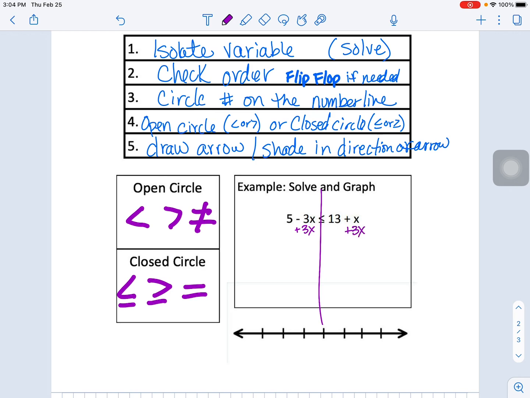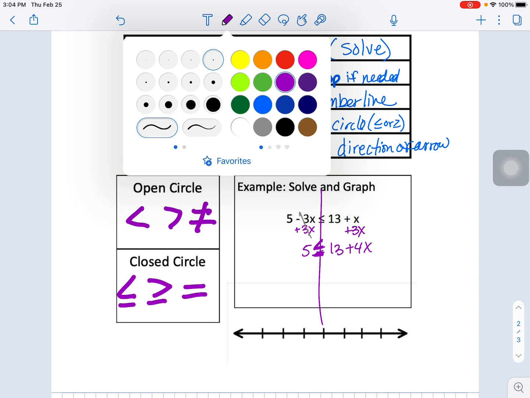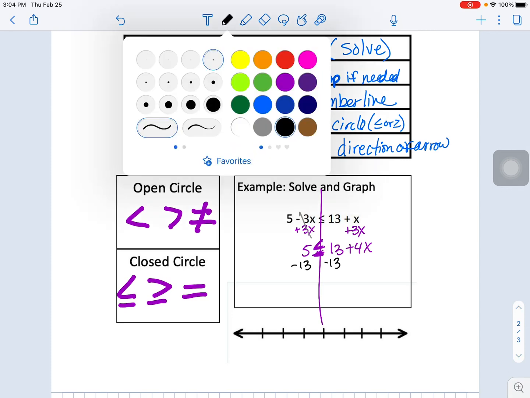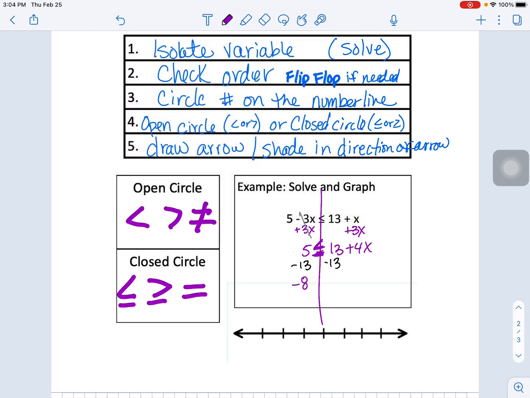And when I do that, my 3x's become 0, and that leaves me with 5. And see how I wrote equals? It's not really equals, it's a less than or equal to, right? I'm following the same steps as equations, but this one has an inequality symbol. 5 is less than or equal to 13 plus 4x. So now I have the x's on the right-hand side. I need to move the constants to the left-hand side. So I'm going to subtract 13 from both sides. And that's going to give me negative 8 is less than or equal to 4x.